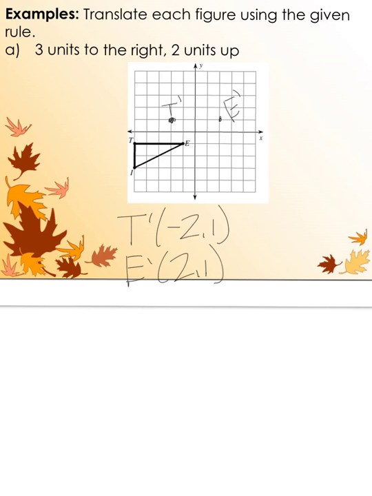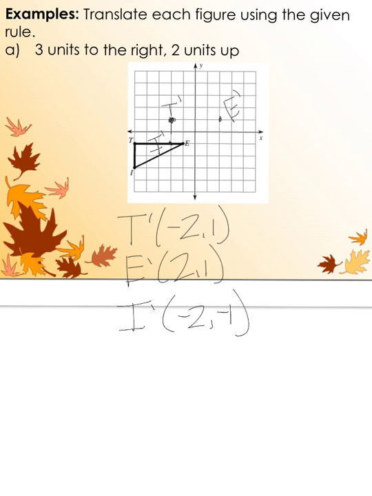Still again have to do that for all the letters, so now we're going to do this for I. Same thing for I, 3 units to the right, 2 up. So 1, 2, 3, up 2. Now it does kind of fall on the old figure, which is perfectly fine. You'll find that happens sometimes. But it's still in a different position. So we have I prime, and I prime falls at -2, -1.